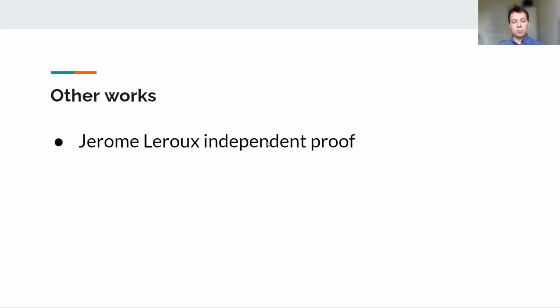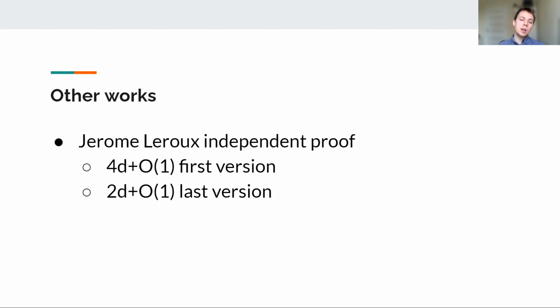At this point, I have to mention other works. For example, Jérôme Leroux's independent proof, which was announced at the same time. His first version showed FD hardness in dimension 4D plus some constant number of counters. Then the last version showed FD hardness in dimension 2D plus some constant number of counters. You can see his talk at FOCS also.